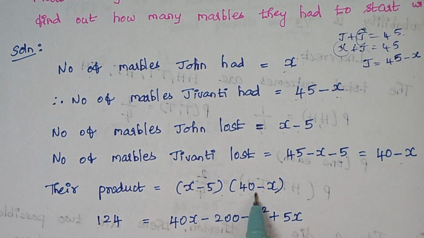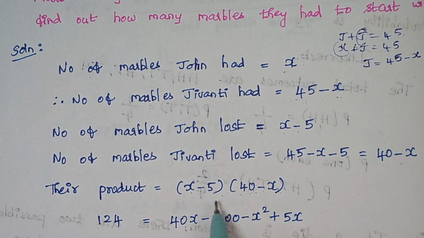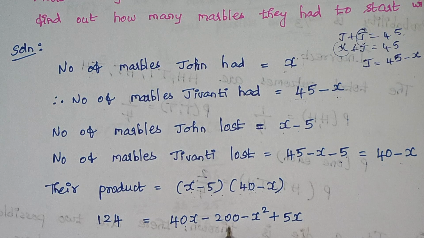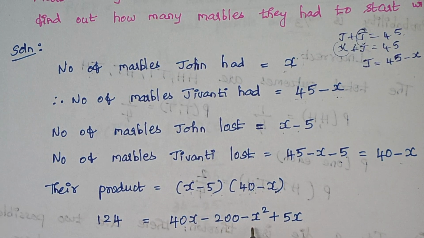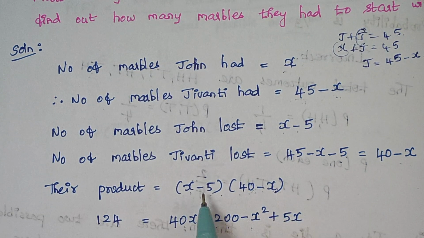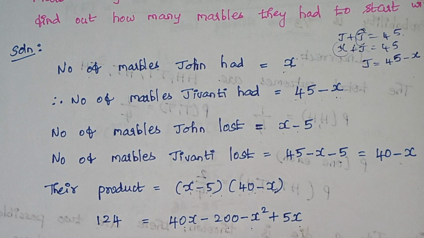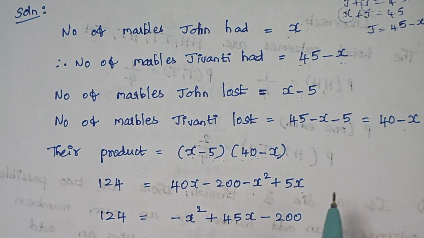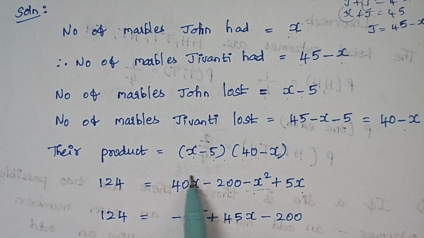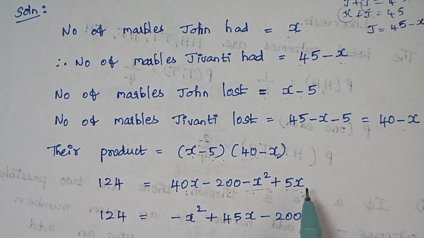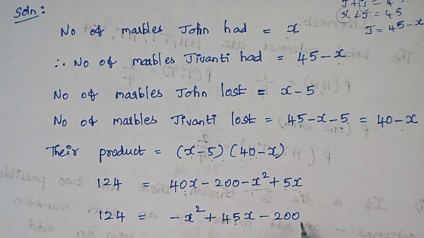So first I am multiplying this with 40. So 40 into x, 40x. 40 into minus 5, minus 200. Now we are going to multiply with minus x. So minus x into x is minus x square, minus x into minus 5 is plus 5x. So when you rewrite, I am writing x square as the first term. So here it is minus x square followed by x terms. So here I have 40x and here it is 5x. So when you add, this becomes 45x minus 200.